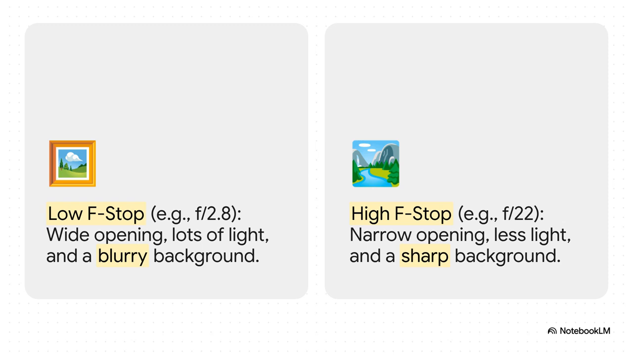A big number, like f22, means a teeny, tiny little opening. That lets in less light, but it makes everything sharp, from the flower at your feet to the mountains in the distance. Awesome for those epic landscape shots.